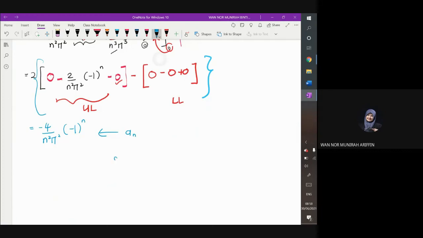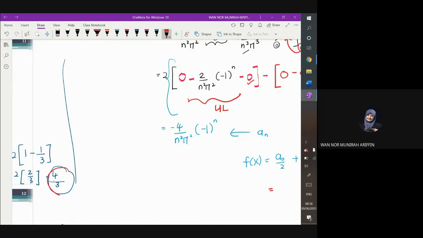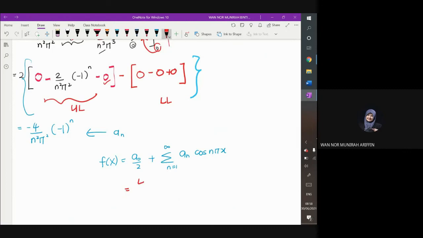Our solution is f(x) equals a naught over 2 plus summation n from 1 to infinity a n cos(n pi x over L). What is L? L equals 1, right? So you just substitute your a naught. What was a naught? 4 over 3. So 4 over 3 times 1 over 2 is 4 over 6. What is 4 over 6? You have 2 over 3.